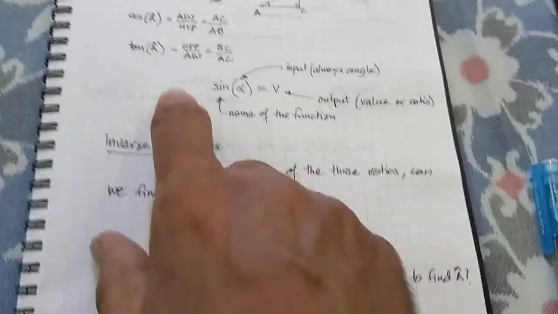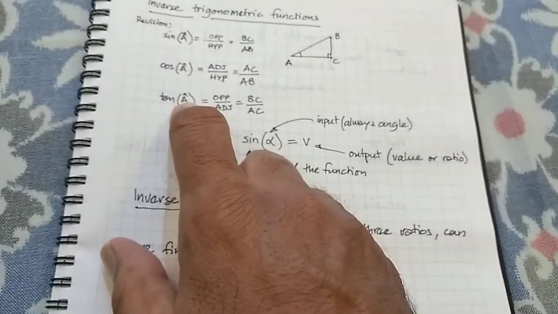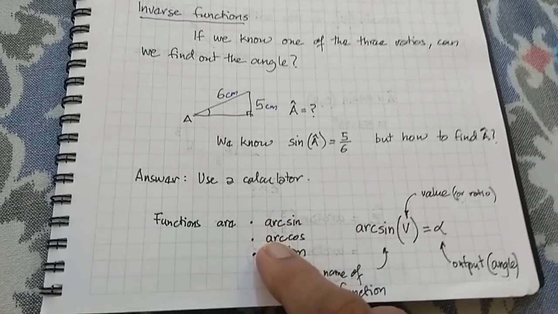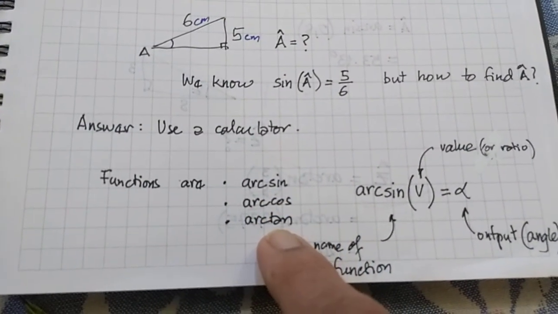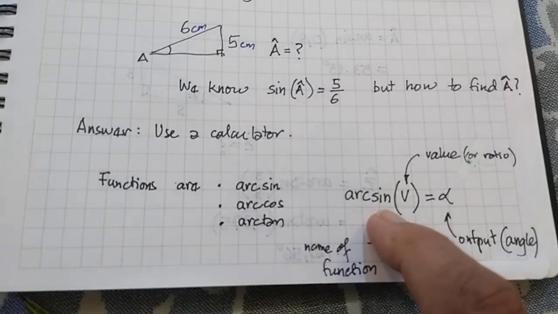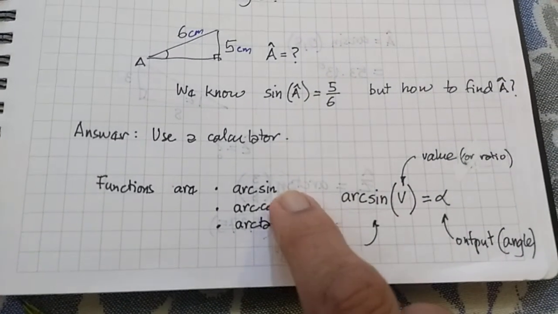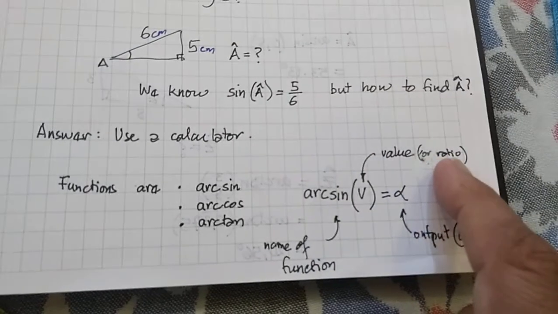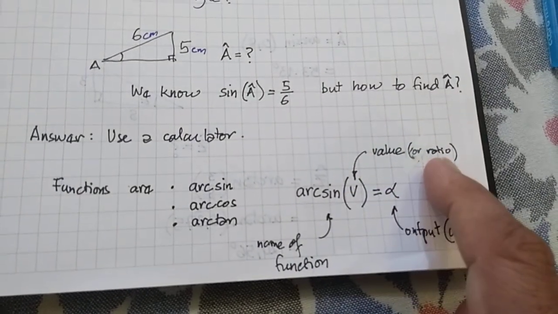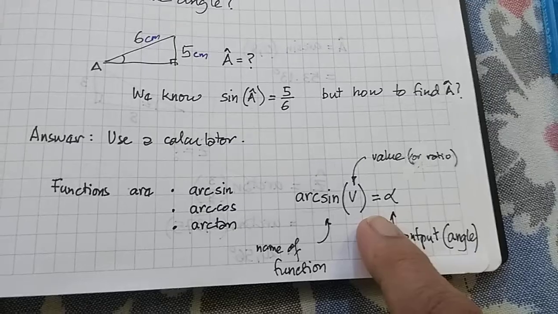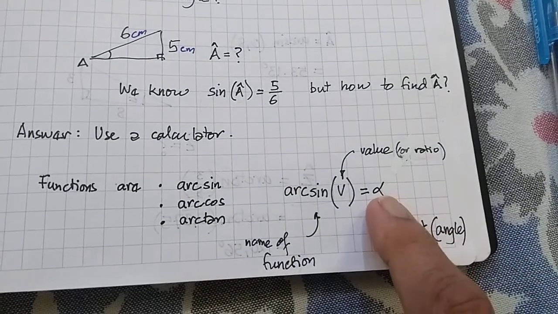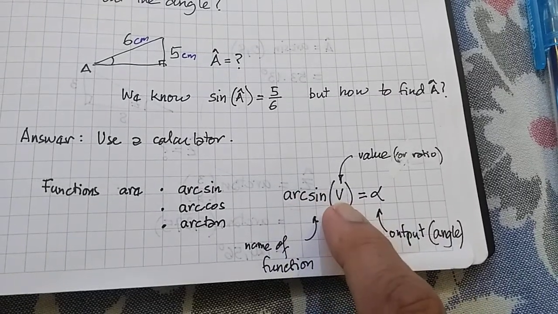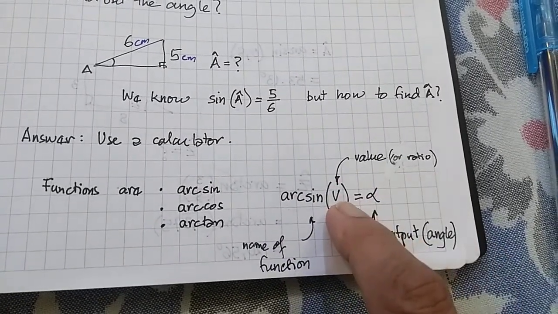Like here we have three functions which are sine, cos and tan. These are the trigonometric functions. We have three inverse trigonometric functions. Their names are arcsin, arccos, arctan. So arcsin is the name of the function. I'm taking the first one as an example. Its input is the value or ratio, that is this 5 over 6, and the output is the angle. So angle is equal to arcsin of the ratio or value.